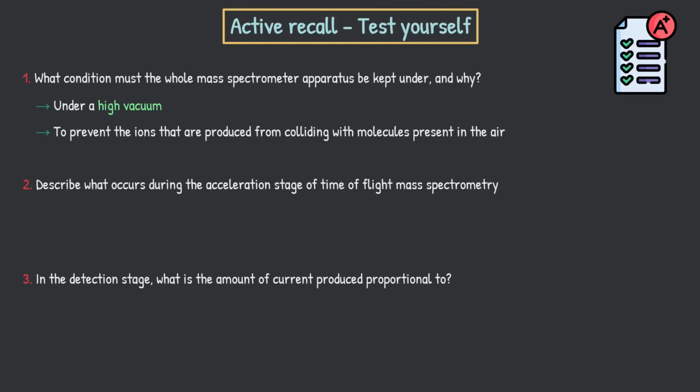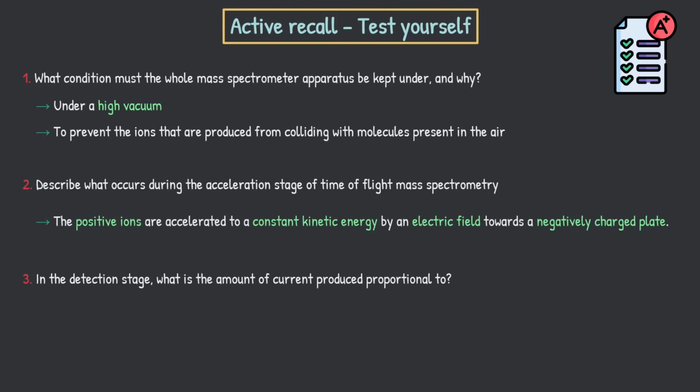Okay, question 2, describe what occurs during the acceleration stage of TOF mass spec. So the answer you should have got here is along the lines of the positive ions are accelerated to a constant kinetic energy. Remember those keywords, guys, constant kinetic energy, by an electric field, okay? Electric field, not magnetic field. This is a very common incorrect answer. So just remember electric field, and this is towards a negatively charged plate. So remember, positive ions are attracted to the negatively charged plate.